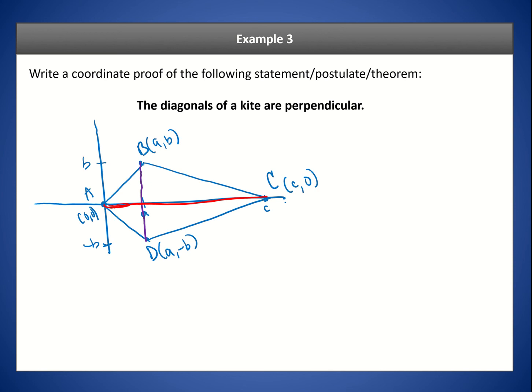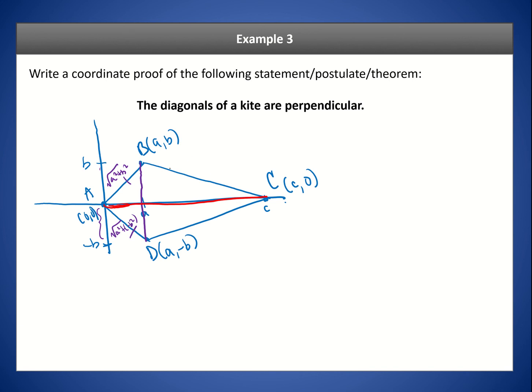The distance from A to B is the square root of a squared plus b squared, right? So this is the square root of a squared plus b squared. And the distance from A to D is the square root of negative b squared and then a squared. So it's the square root of a squared plus negative b squared. So these are the same thing.